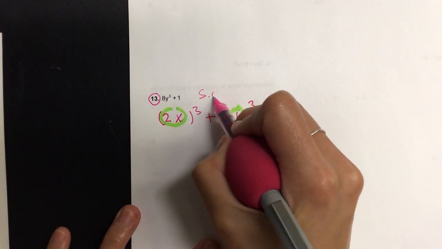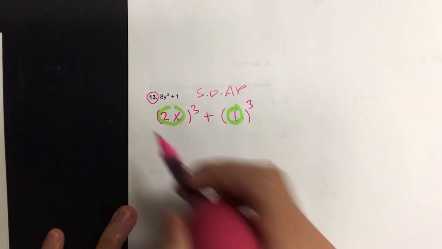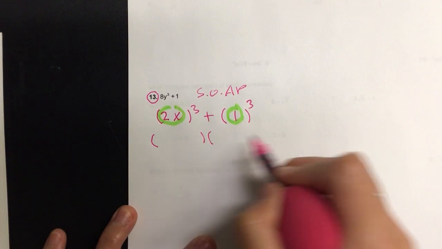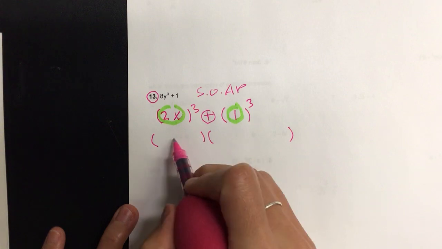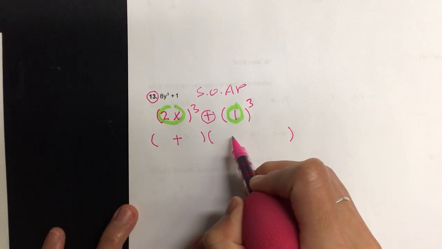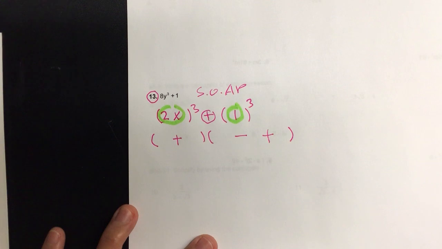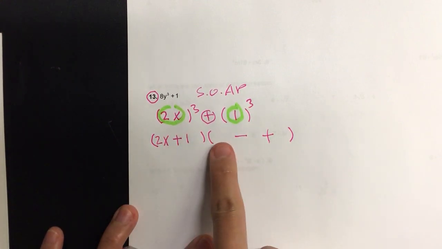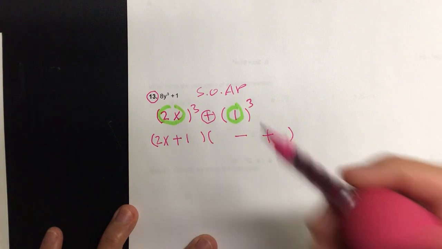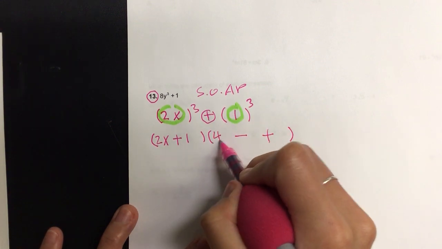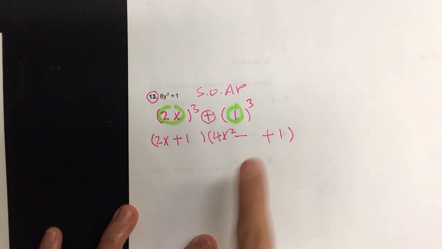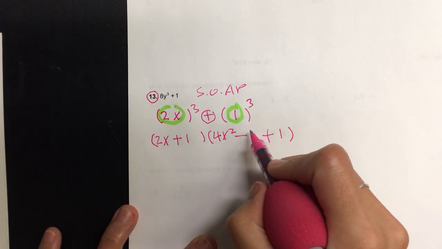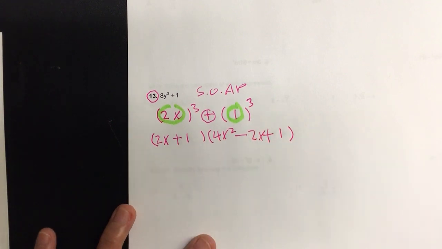Again, we are going to use SOAP. So we have the short one and the long one. My initial sign is plus. So what does S stand for? Same. Opposite of that is minus, and always positive. So 2x and 1. Okay, what two do I multiply for the first of the trinomial? The first one by itself? 4x squared. How about the last one in the trinomial? 1 times 1 is 1. And the middle one is the combination between those two, which is 2x. And we're done.